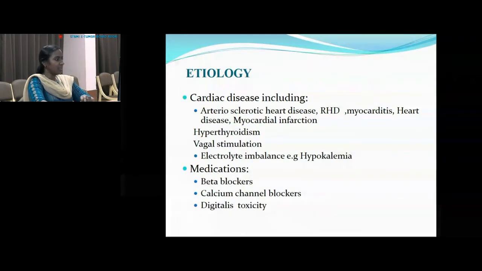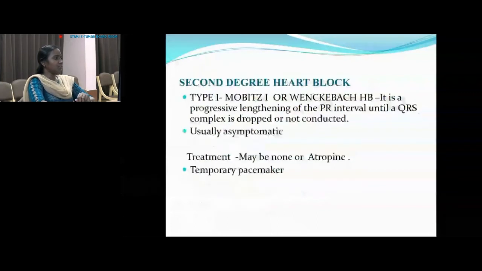And the second one is second degree heart block. Here there are two types. Type 1 is called Mobitz 1 or Wenckebach heart block. It is a progressive lengthening of the PR interval until a QRS complex is dropped or not conducted. It is usually asymptomatic, and treatment may be none, or if we observe a lower rate, atropine can be given to increase the heartbeat, and a temporary pacemaker can be helpful here.